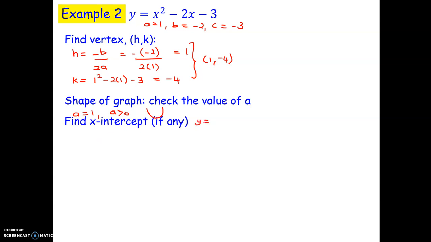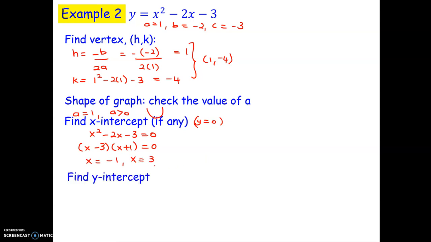Find the x-intercept if we do have any. Let y equal to 0, and then let us try to solve. x squared minus 2x minus 3 equal to 0. So (x minus 3)(x plus 1) equal to 0. So either x equal to negative 1 or x must be equal to 3. So I do have two x-intercepts. Find the y-intercept, so we let x equal to 0. We get y equal to 0 minus 0 minus 3. So y must be negative 3.